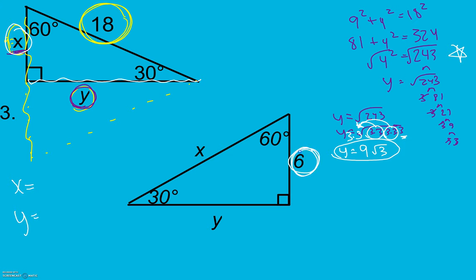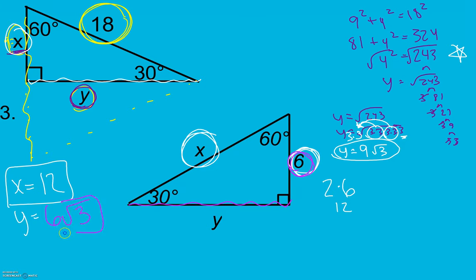I have my shorter leg, so to find my hypotenuse, I can take my shorter leg times 2, and x is going to be 12. To find my longer leg, I take my shorter leg times the square root of 3. And again, I remember that by having 3 different angles that are all divisible by 3. 30, 60, 90. So square root of 3.